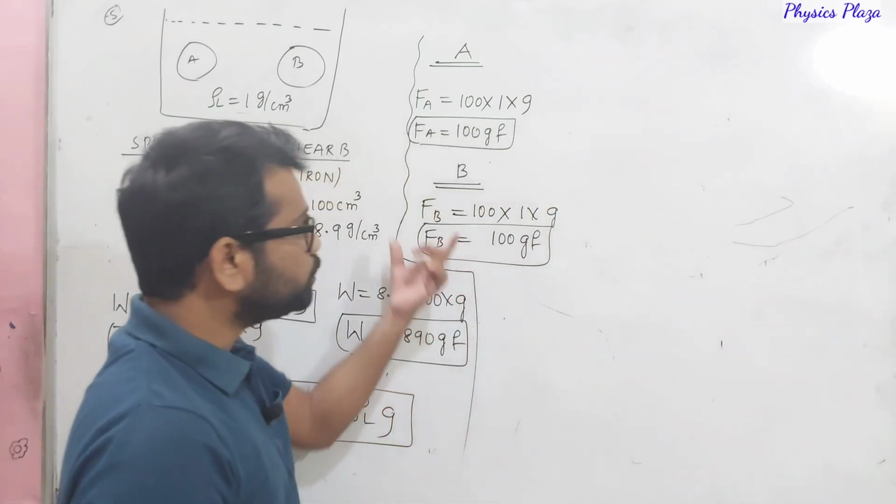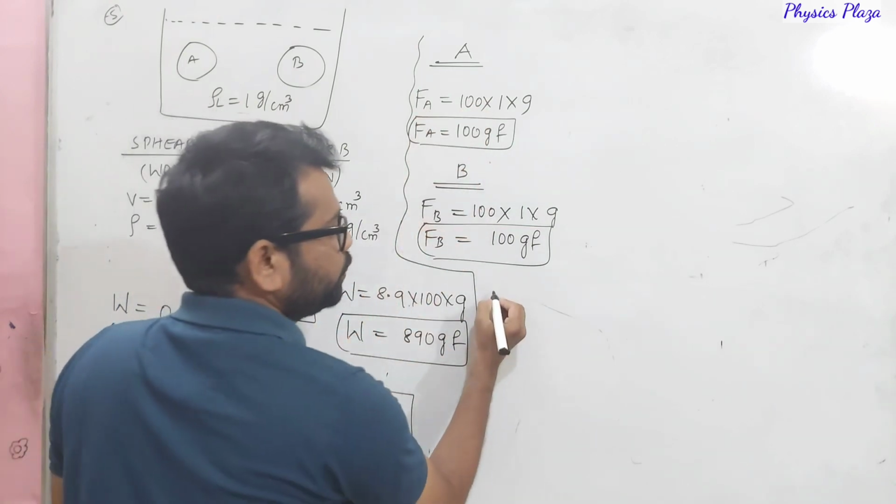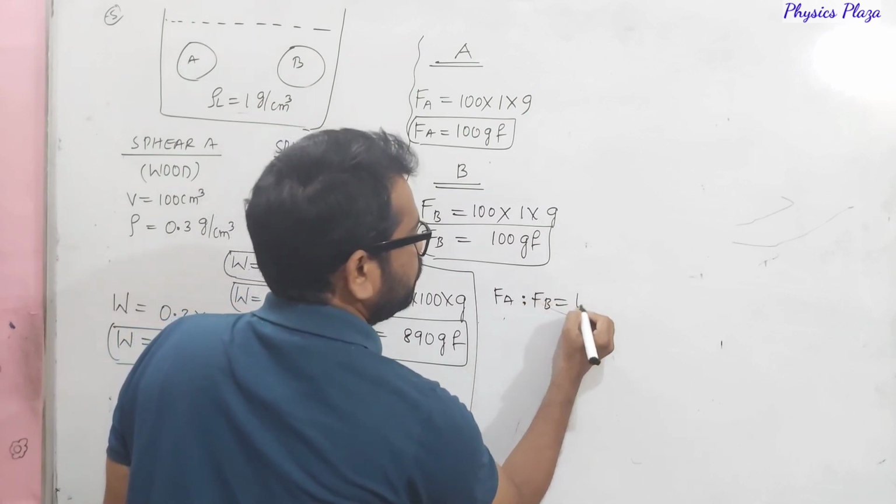So in the exam, they will ask you to find the ratio of the buoyant force experienced by these two spheres. You can write here, FA is to FB is equal to 1:1.